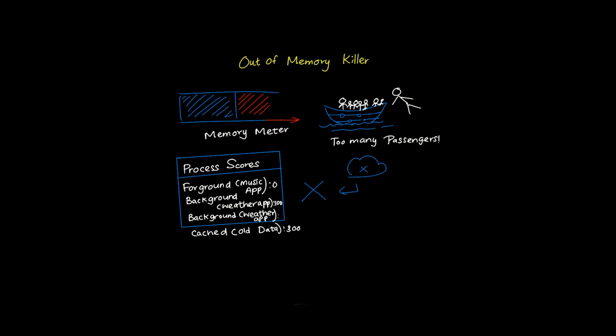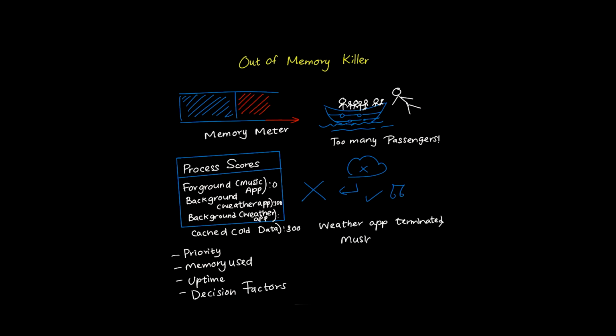When memory pressure hits critical levels, it terminates the highest scoring processes first. Your music player in the background might survive while that weather app you opened yesterday gets killed. The algorithm considers factors like user visibility, service importance, and recent usage. It's ruthless but necessary for system stability.